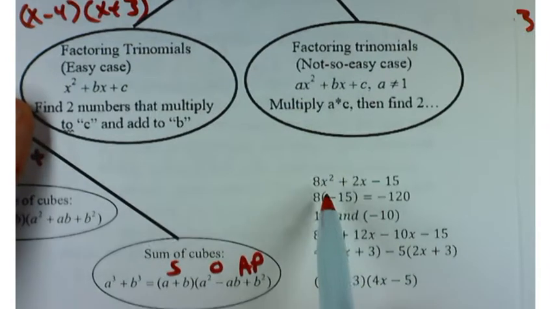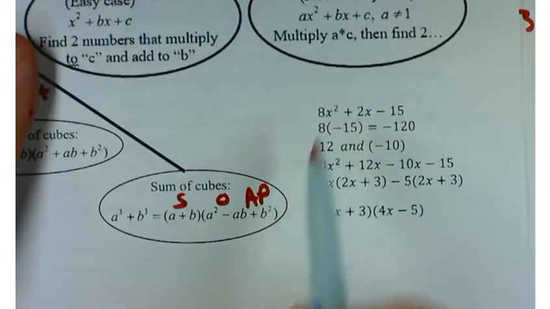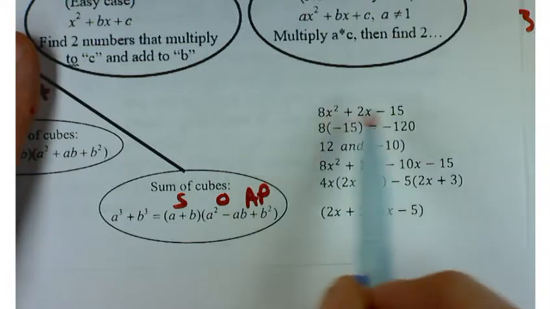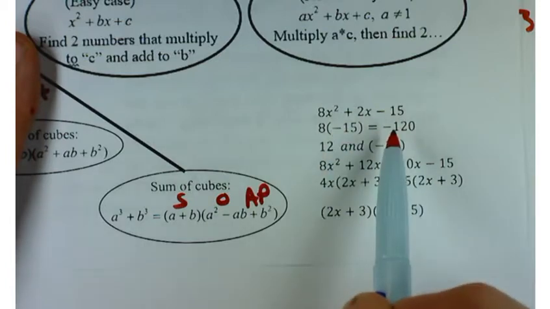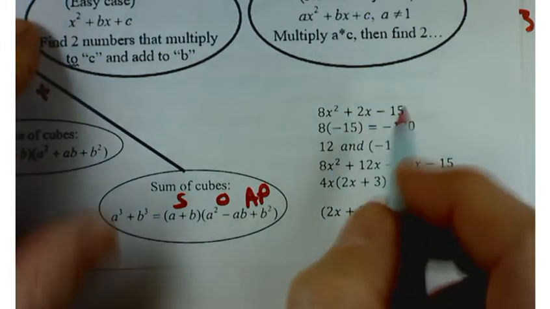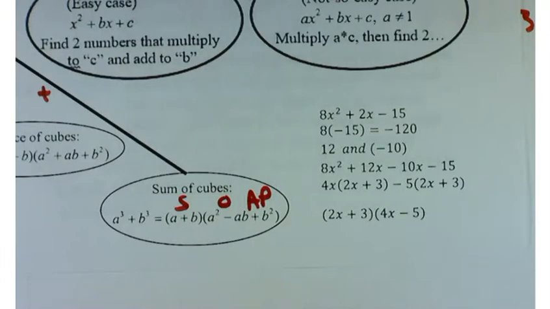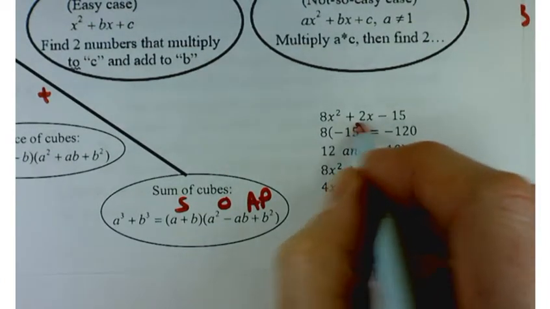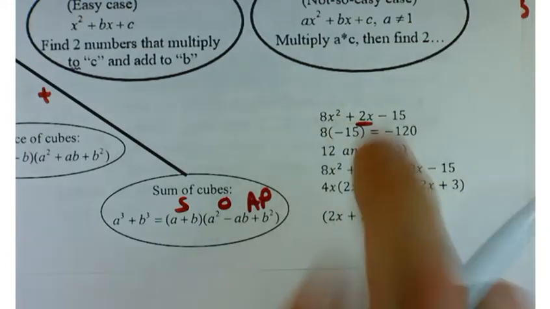The way you work these things is when you have a number here that's something other than 1, you're going to multiply the outside two numbers. So 8 times negative 15 is negative 120. And you're going to find two numbers that multiply to negative 120 and add to positive 2, the middle number.